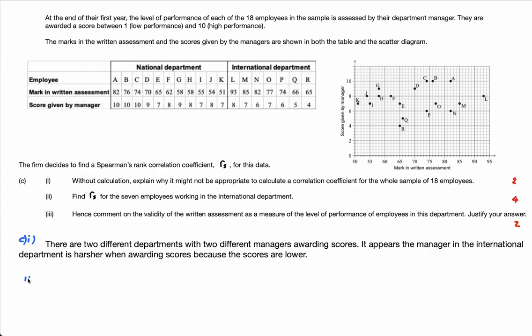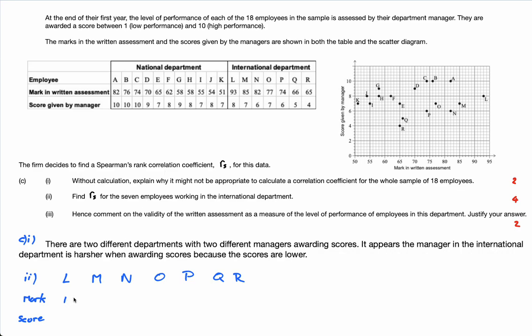Part 2. It says find RS, which is Spearman's rank correlation coefficient for the 7 employees working in the international department. So for these guys, to find Spearman's rank correlation coefficient, we have to order them. So L, M, N, O, P, Q, R. So luckily, guys, these are in order. He's the best in the written assessment. So let's call this mark and score. So in the written assessment, he's the best, he's the second best, third best, fourth, fifth, sixth, and seventh best, and none of them are the same.